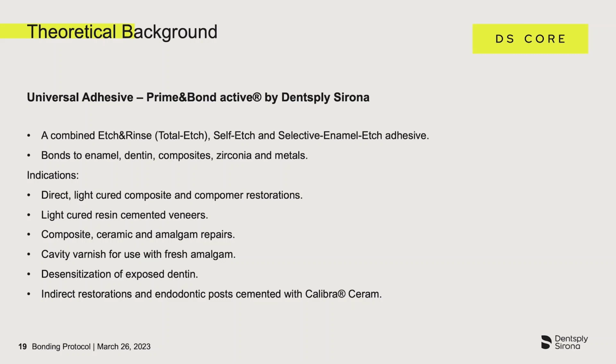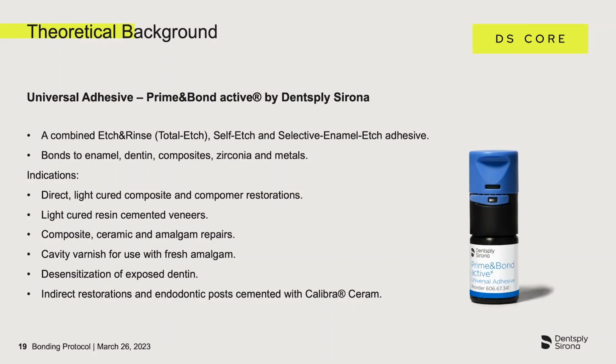Universal adhesives can be used for direct restorative therapy. They can be used to bond light cured veneers, and they can also be used to repair composite, ceramic or amalgam fillings. It is also possible to use a universal adhesive to seal the cavity floor before using amalgam as a filling material. Furthermore, sealing of a sensitive tooth surface is also possible.